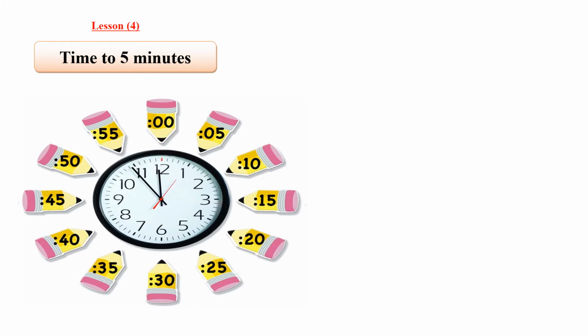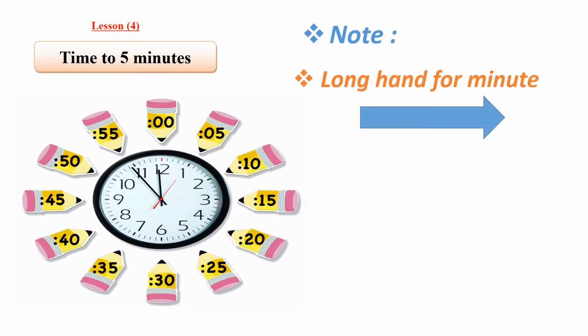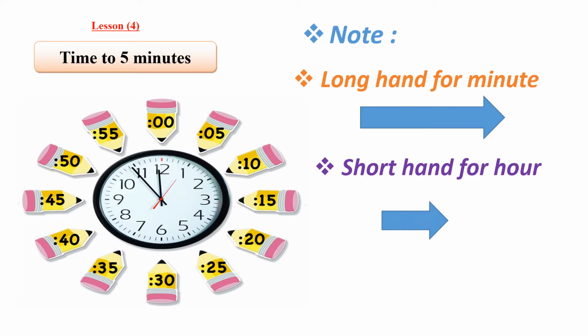Hello Junior 3, our lesson today is telling time to 5 minutes. So this is a clock, and in a clock we have two hands, one short and one long. The long one is for minutes and the short one is for hours. So this short one is for hours and this long one is for minutes.